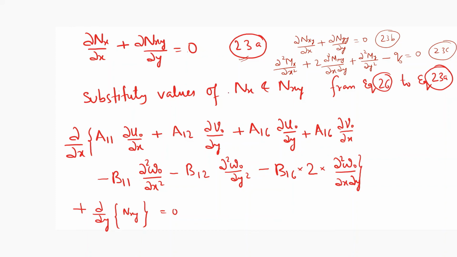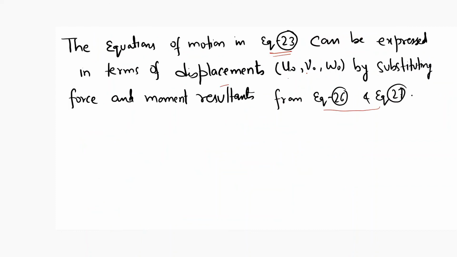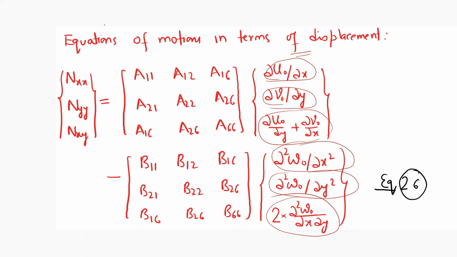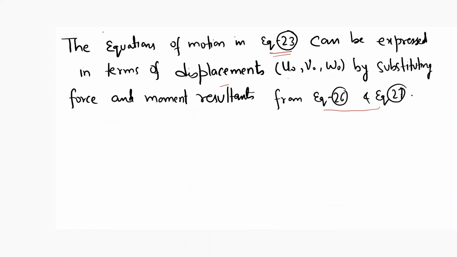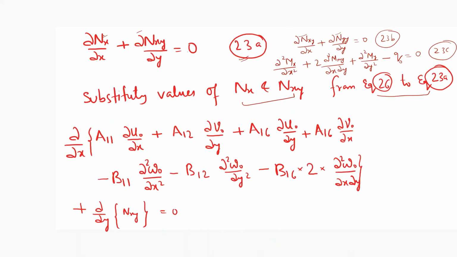So substituting values of Nx and Nxy from equation 26 and 23a into these equations, Nxy, Nyy, Nx, Nxy, and these Mx values into these functions, we will just substitute these values. So we will get del by del x in this manner. Now these calculations would be complex to have all these values, so it will take some time.